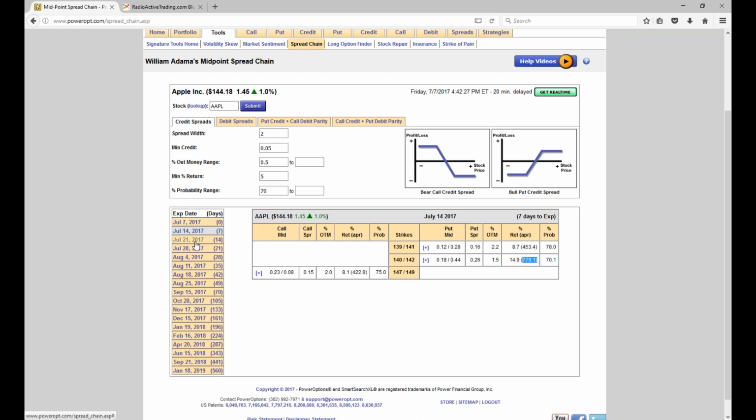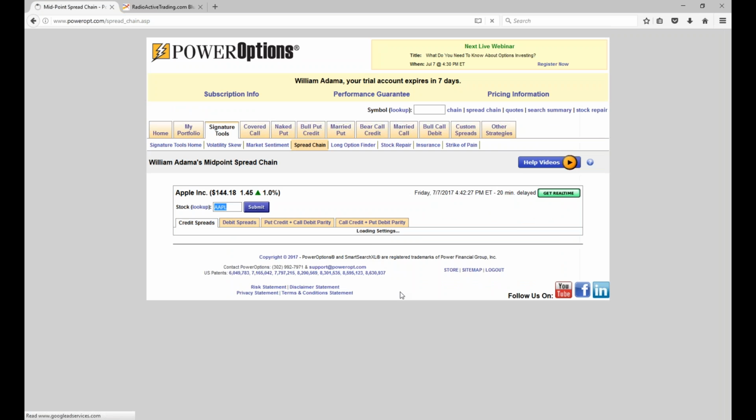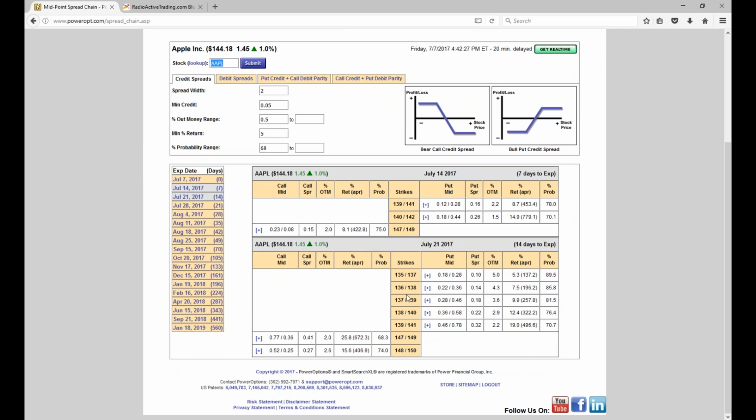Okay, but let's take a look. Let's go to July 14th. There's more spreads that match it. Oh, and that's interesting. See now, because it's further out in time, wow. See what I'm doing here? See, the 142, 140 bull put doesn't come up because the probability is less than 70%.